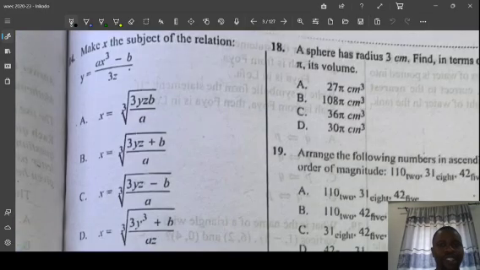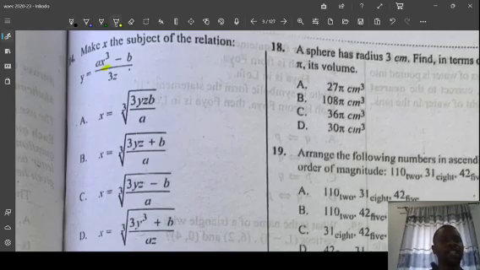Welcome to question 14 of this WAEC past questions. It says make x the subject of this relation. All right, so we have y is equals to ax cubed minus b all over 3z. So the thing is, I'm going to start taking care of the numbers disturbing the x. You can see the x is being disturbed a lot.